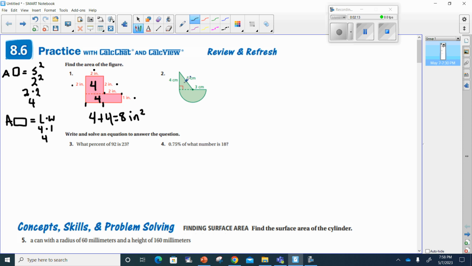You're going to need your formula for area of a circle, and you'll have to divide it by 2 to get this shape, and then your area of a triangle. Look in your notes for those.